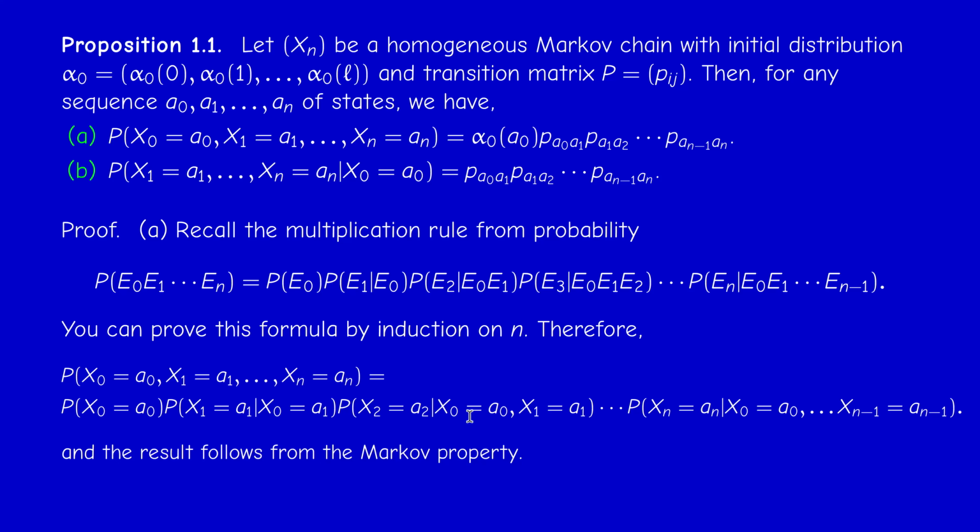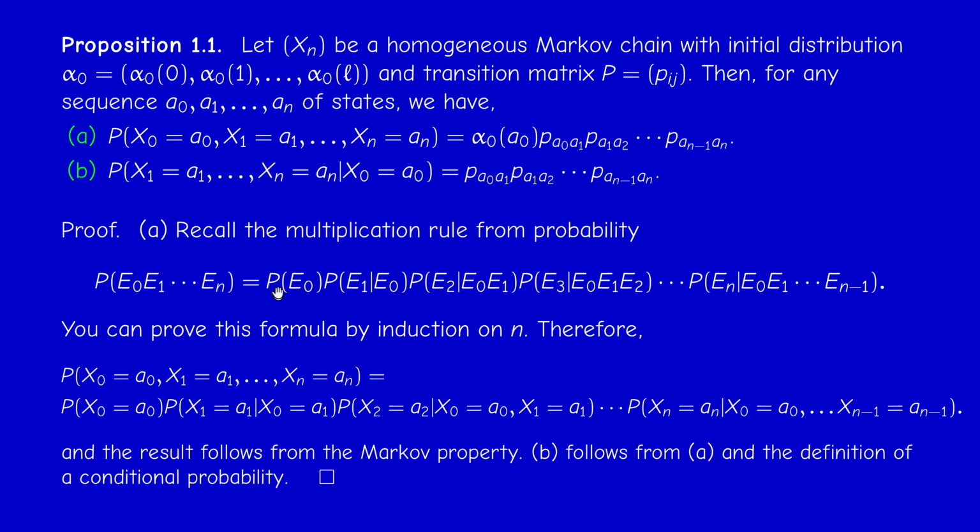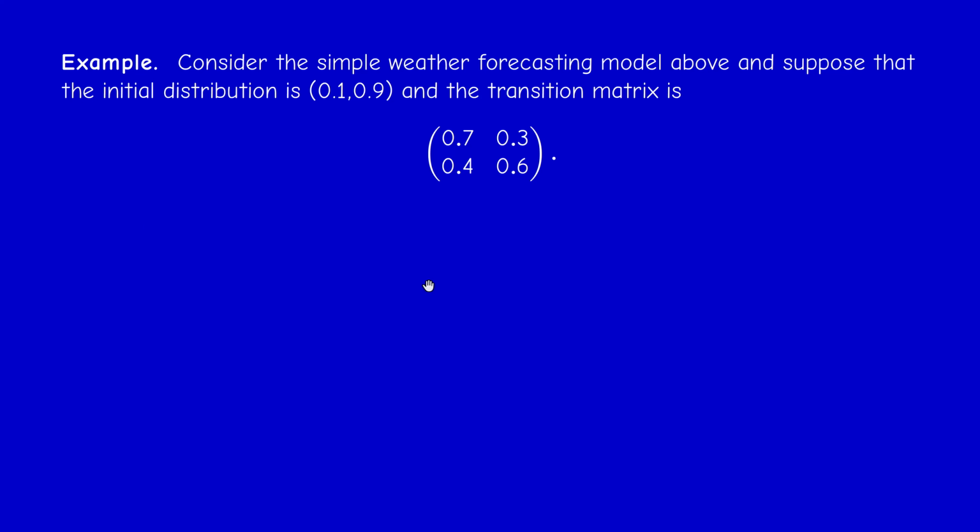Okay, and that's it. Now, property B actually follows from A and the definition of conditional probability, because this conditional probability is the probability of the whole intersection divided by the probability of X0 equal A0, which is just this one. Okay, so it's very easy. So now we can compute conditional and unconditional probabilities of paths of the Markov chain. Okay, this is easy.